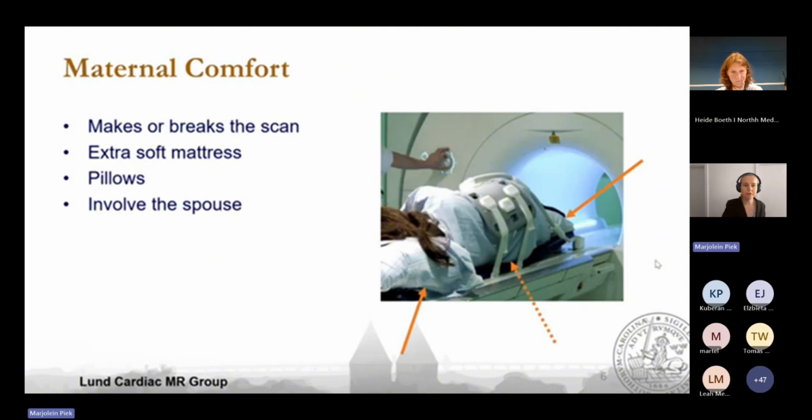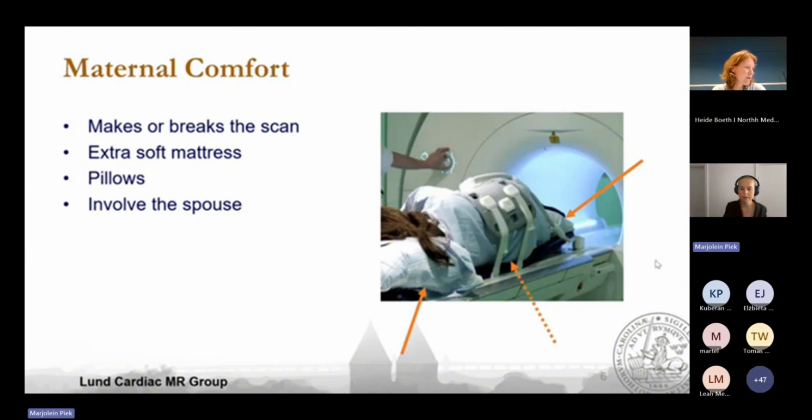And then we also value maternal comfort, because a comfortable mother makes or breaks a scan. We work with an extra soft mattress, which was actually something that our dedicated technicians decided to buy from IKEA. So it's nothing fancy, but it makes it way more comfortable for the woman to lay on her left side. And then we pillow up.